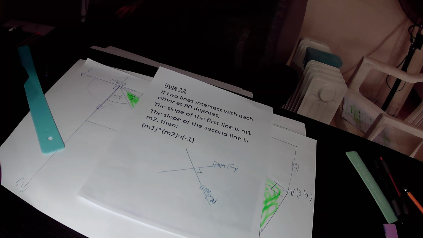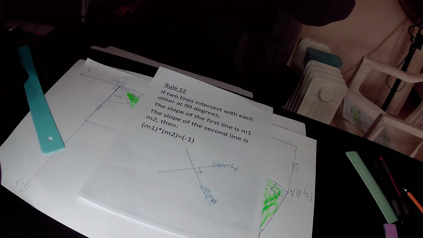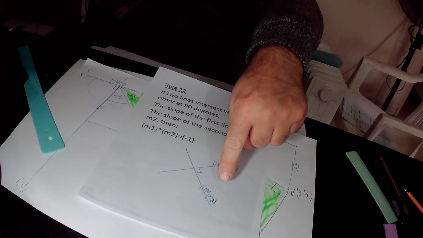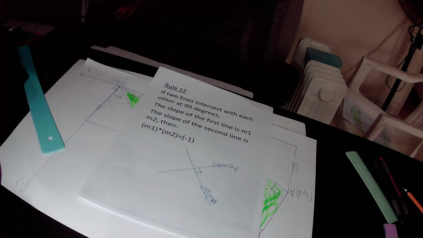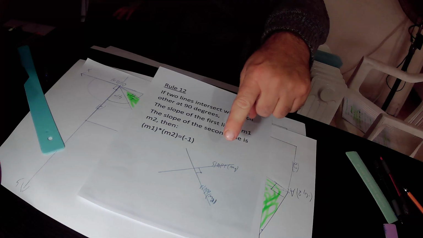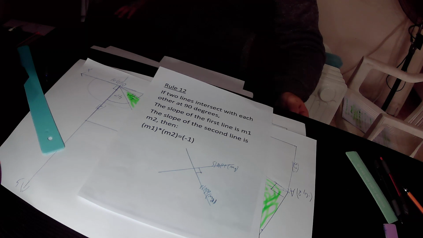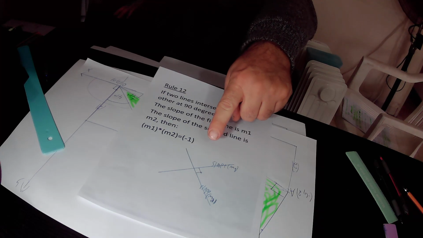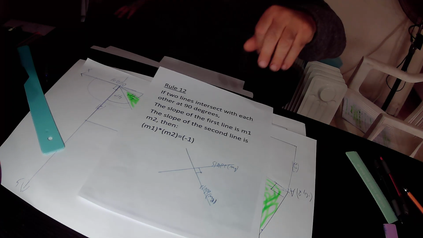And we know that the slope of the first line is m1, and the slope of the second line is m2. Then, according to Rule 12, the product of their slopes is equal to minus 1. That is to say, m1 times m2 equals minus 1. So according to Rule 12, if two straight lines are perpendicular to each other, that is to say, at their intersection point they create 90 degrees, like in this drawing, then the product of their slopes is equal to negative 1.